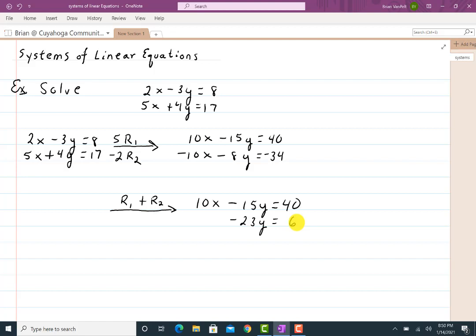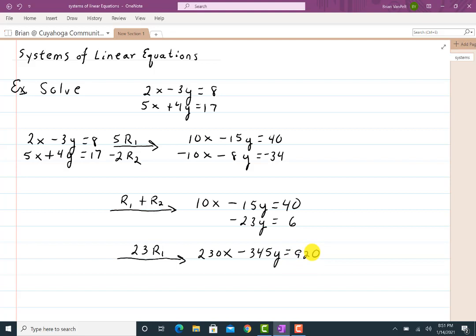Now, I'm not going to solve for y explicitly. What I'm going to do instead is try to wipe out this item now. The negative 15y, I'm going to try to make it go away. So what I'll do is multiply the first row by 23. And so that gives me 230x minus 345y. And then 40 times 23, I believe, is 920.